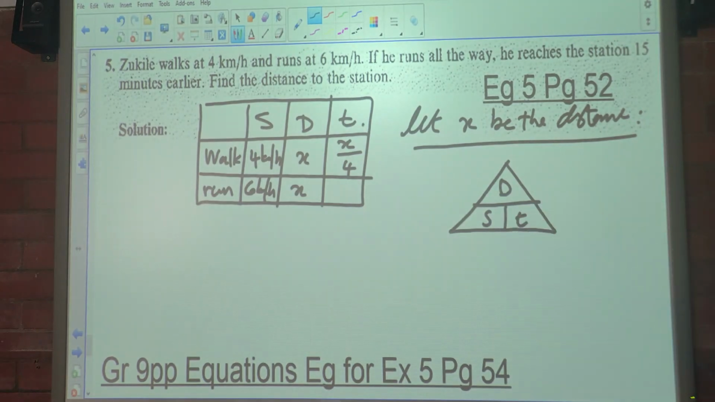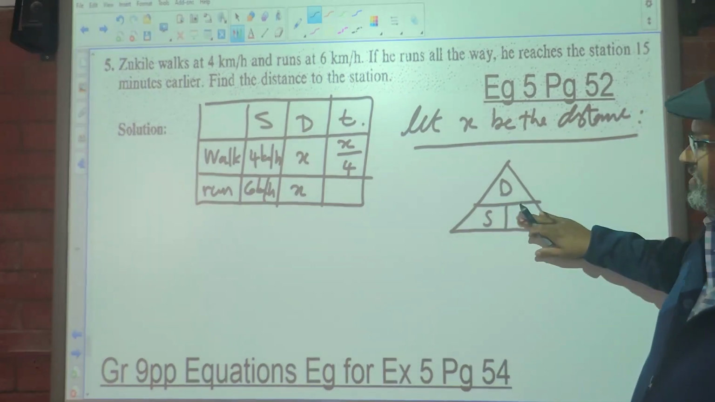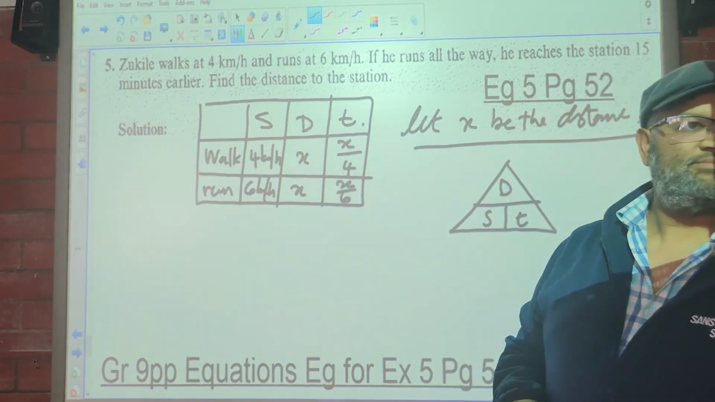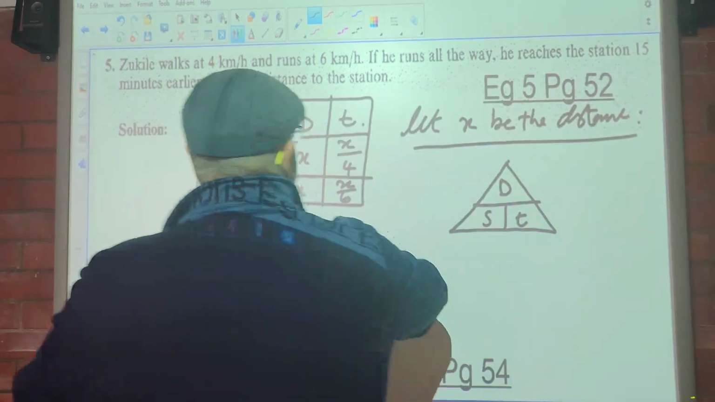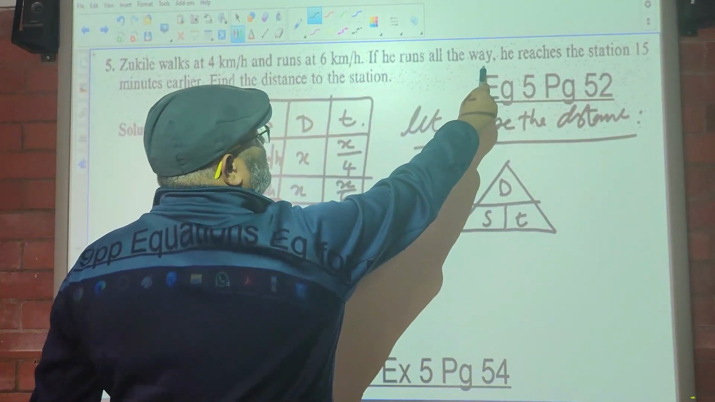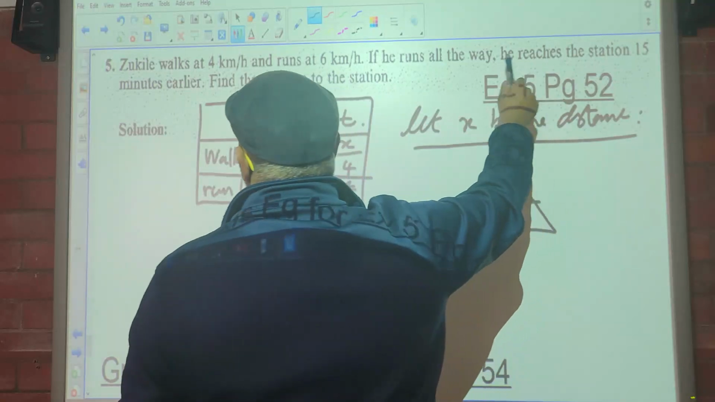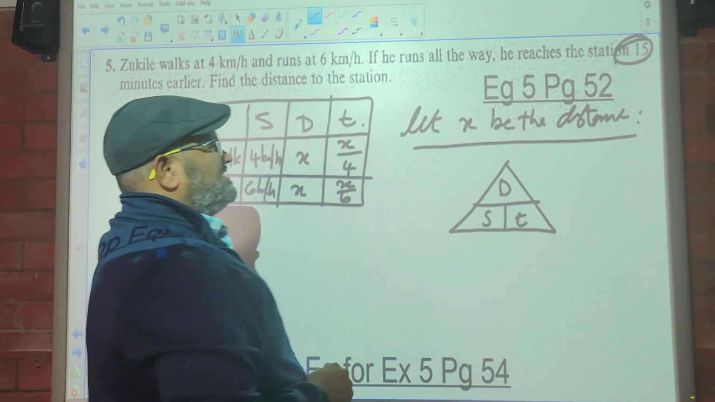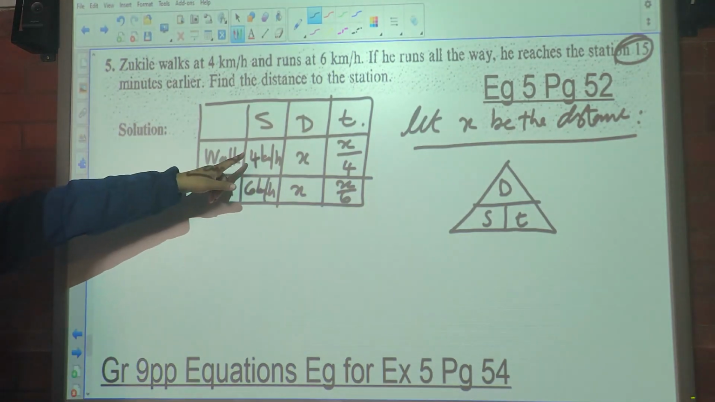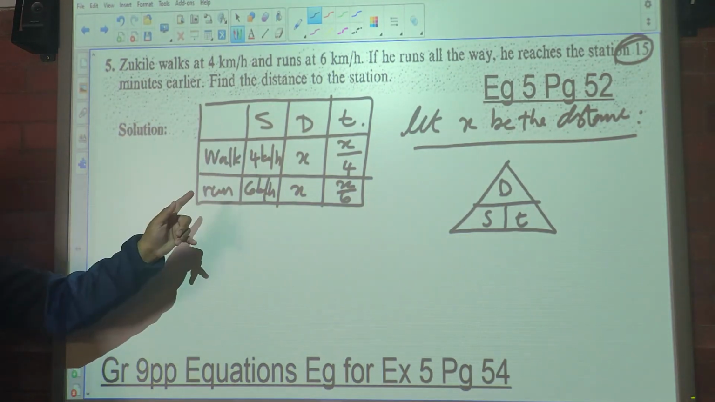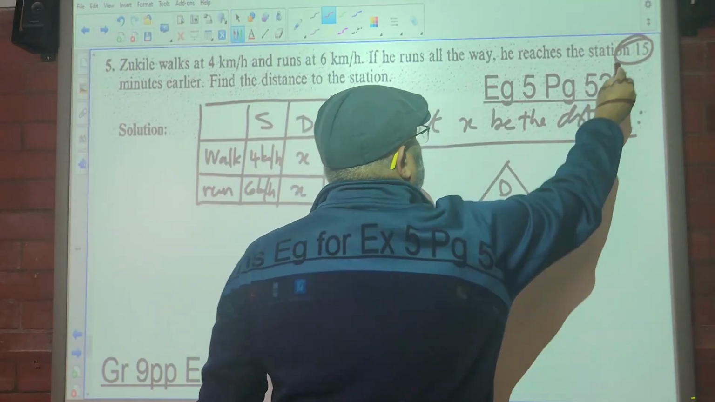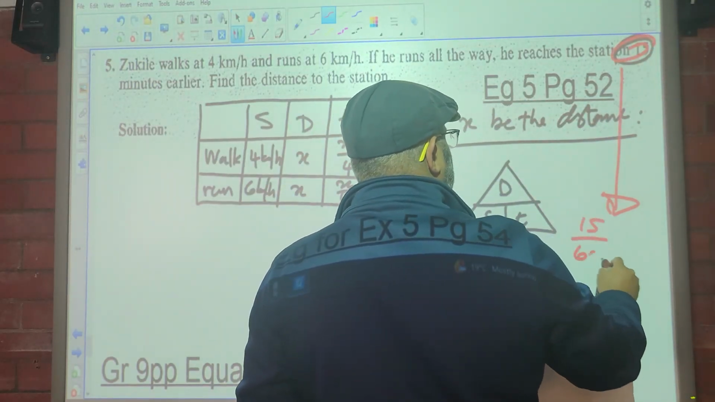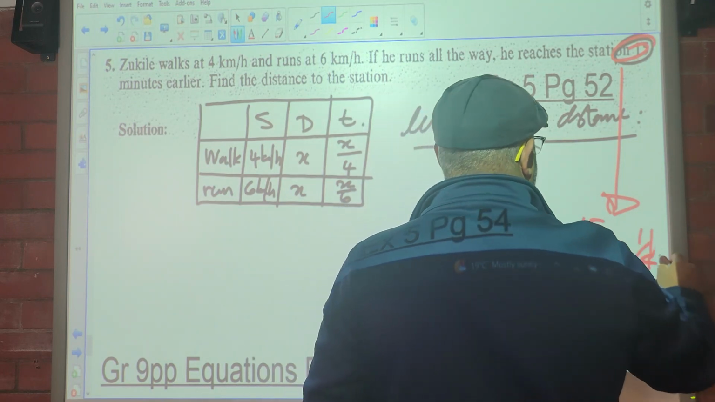You work out the time that he runs. So it's going to be x over 6. Okay. So we read the question again. If he runs all the way, he reaches the station 15 minutes earlier. 15 minutes earlier. But hang on, we're speaking about kilometers per hour. So 15 minutes is how many in an hour? 15 over 60, which is a quarter of an hour.